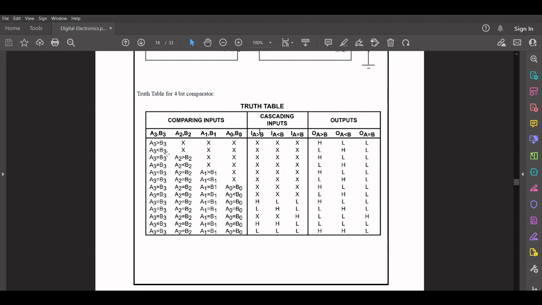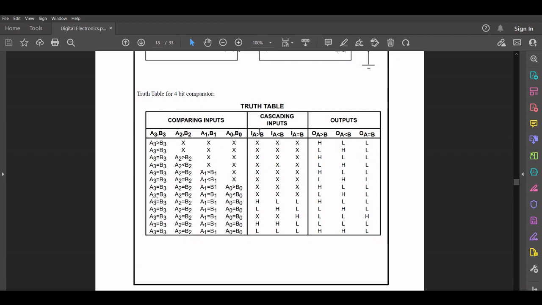After this case, we start comparing the next MSB bits, that is A2 and B2, and we have two cases here again, that is A will either be greater or A will be less, and in the third case we have both of them as equal. Once these two are equal and A3 and B3 are also equal, we can move on to the next pair of bits, that is A1 and B1. Similarly we can move on to the other case where we compare A0 and B0, and for all these cases the cascading inputs will be 0, and the corresponding outputs will either be A greater than B or A less than B.